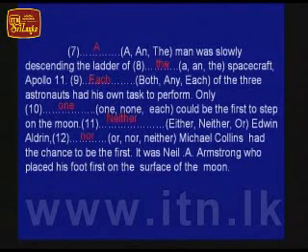Neither Edwin Aldrin nor Michael Collins had the chance to be the first. Now when you use neither and nor, it means that both of them could not step on the moon. Then who was it that stepped on the moon? It was Neil Armstrong. I hope all of you know about this.